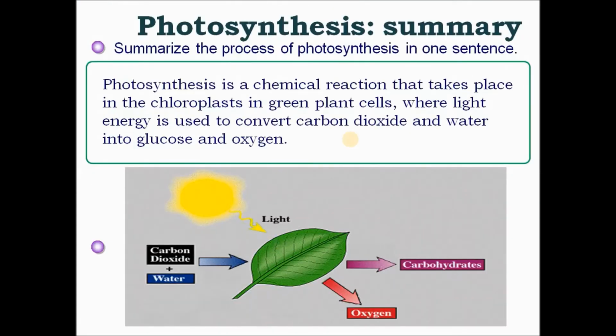Let us summarize the entire photosynthesis process. We can summarize the photosynthesis process in one sentence. That is, photosynthesis is a chemical reaction that takes place in the chloroplast in the green plant cell, where the light energy is used to convert carbon dioxide and water into glucose and oxygen. So we can say that photosynthesis is a process in which green plants prepare their own food with the help of carbon dioxide and water to give glucose, that is a carbohydrate, and oxygen.